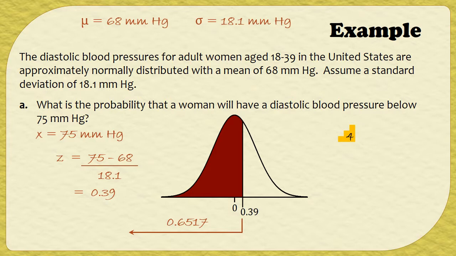For step 4, we need to determine the area of the shaded region. Since the region we shaded is below the cutoff, it matches the value we got on the table. So the value we're interested in is the 0.6517. That's going to be our answer. Let's try a between problem.